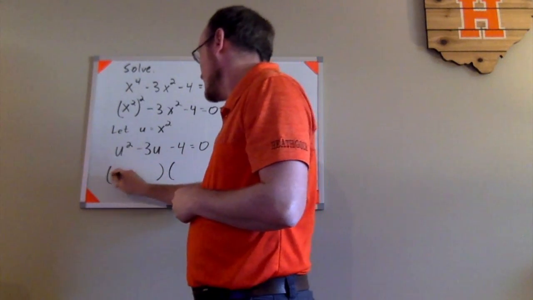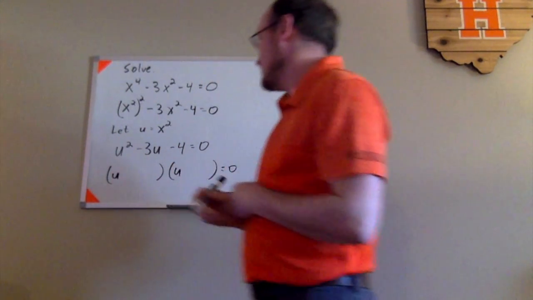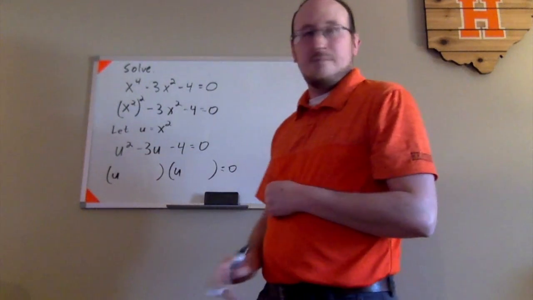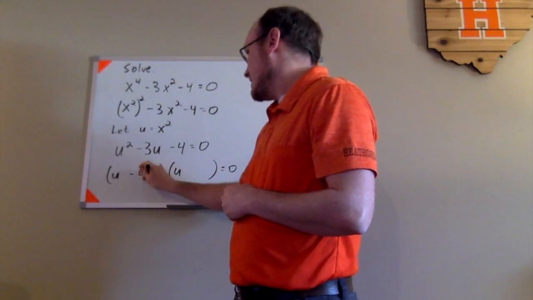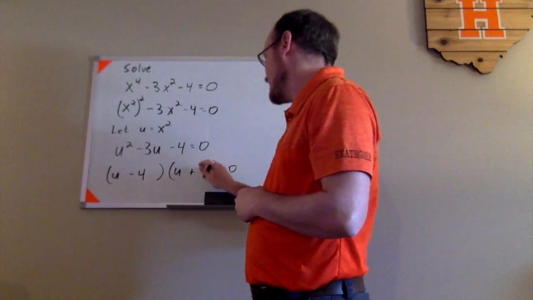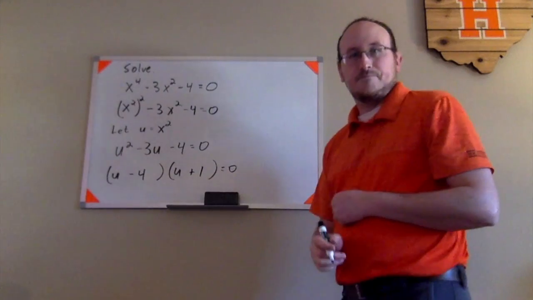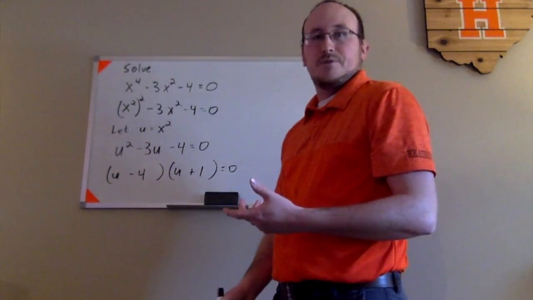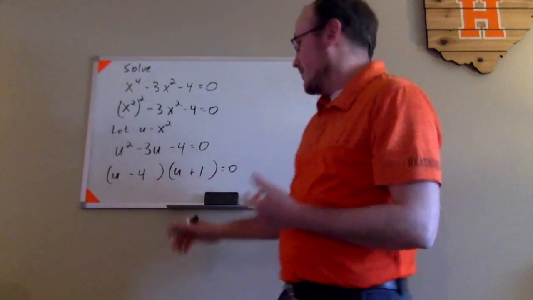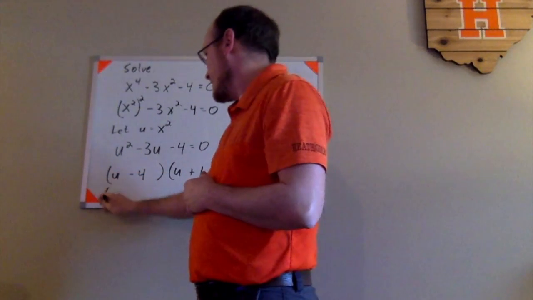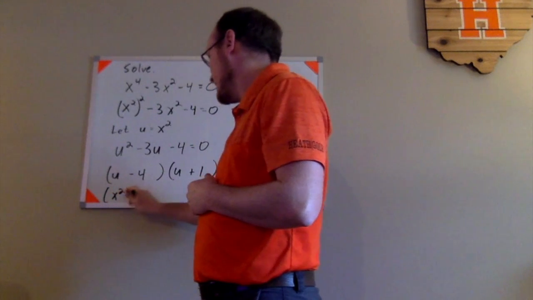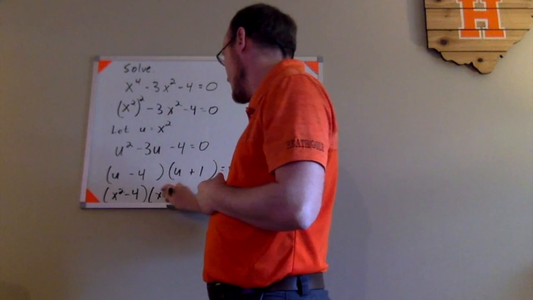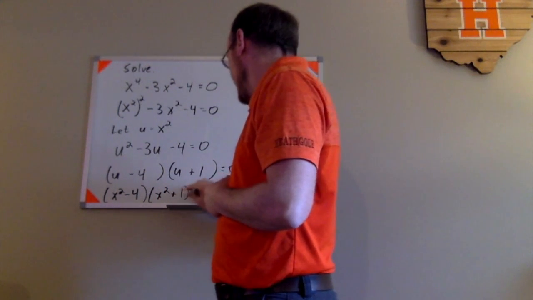So I have u and u for the u squared. And numbers that multiply to negative 4 that also happen to add up to negative 3, well, that would be minus 4 and positive 1, like that. And I've taken care of the factoring. Now I'll go ahead and substitute the x squareds back in for the u's. Instead of having u, I'll go ahead and put x squared back in that spot. Instead of having u here, I'll go ahead and put x squared back in that spot.